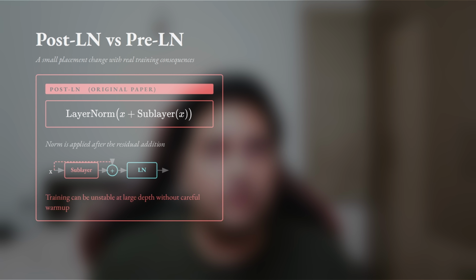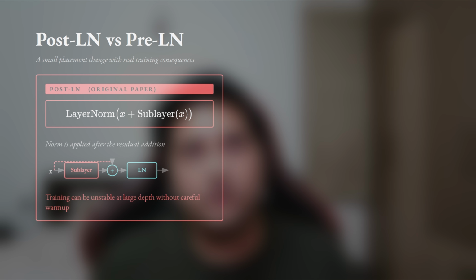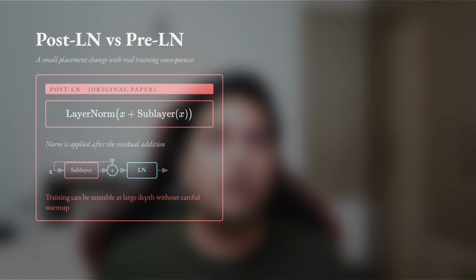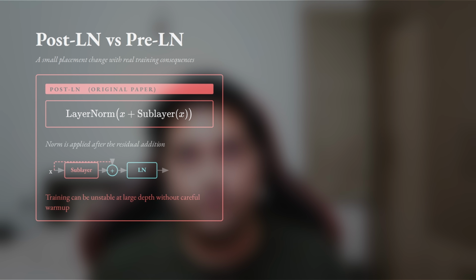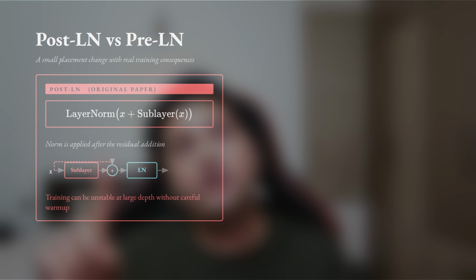Post-LN is on the left, styled in red. The formula reads layer norm of X plus sublayer of X. Looking at the mini diagram, you can see that as X enters, the sublayer produces an output. That output is added to X through the residual connection, and only then does the layer norm normalize the result. Normalization happens outside the residual sum.